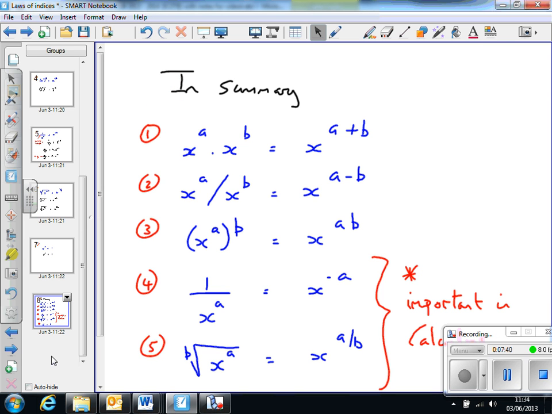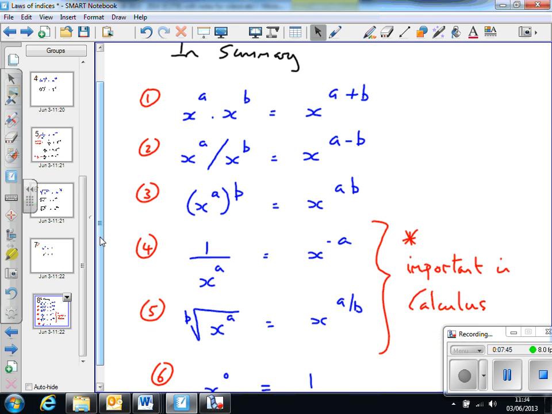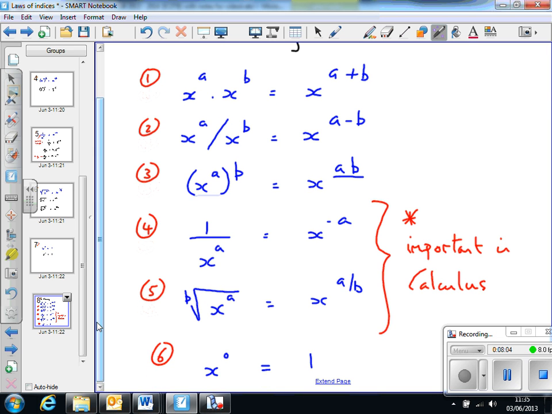So in summary, we've got the 6 laws of indices that it's worth you trying to remember. When I multiply, so long as the base is the same, I add the powers. When I divide, so long as the base is the same, I subtract the powers. A base raised to one power and then the whole lot raised to another power, I multiply the powers. And then 2 laws that are particularly useful in calculus. What do I do with the inverse of a function? It becomes a negative power. What do I do with the root? It turns it into a fraction with the root going at the bottom.